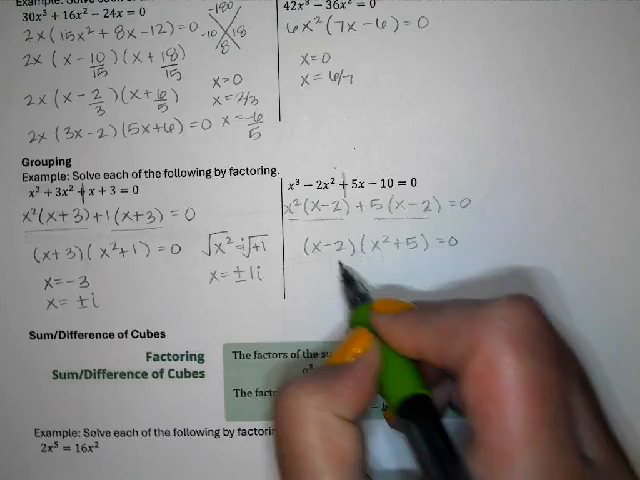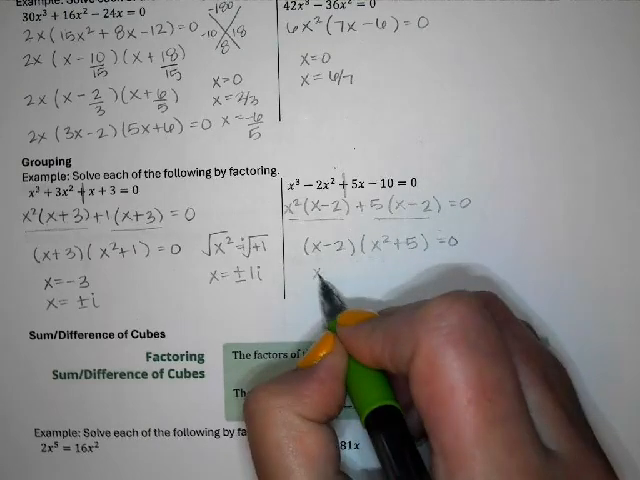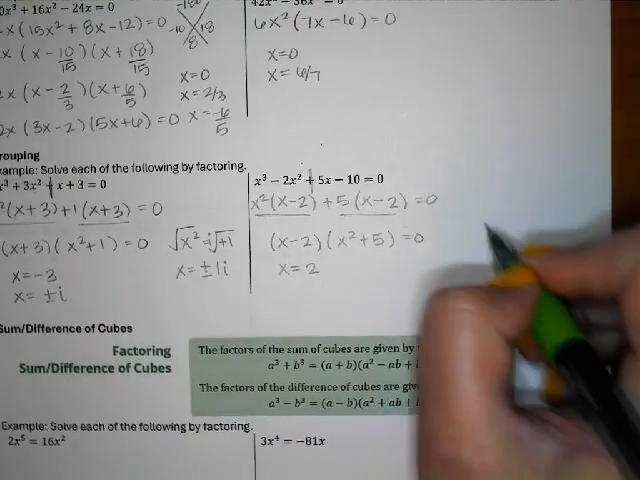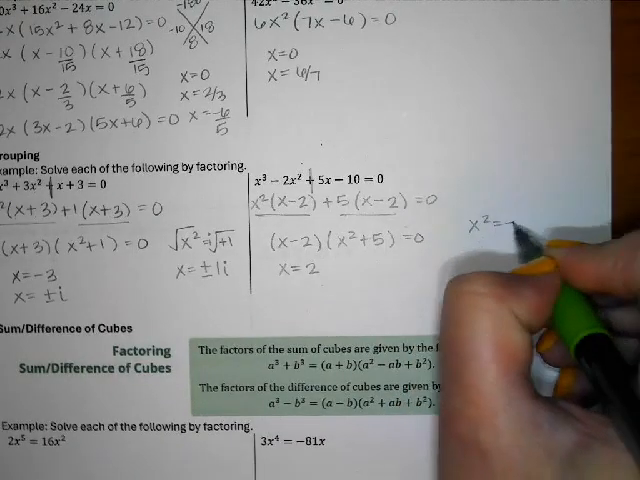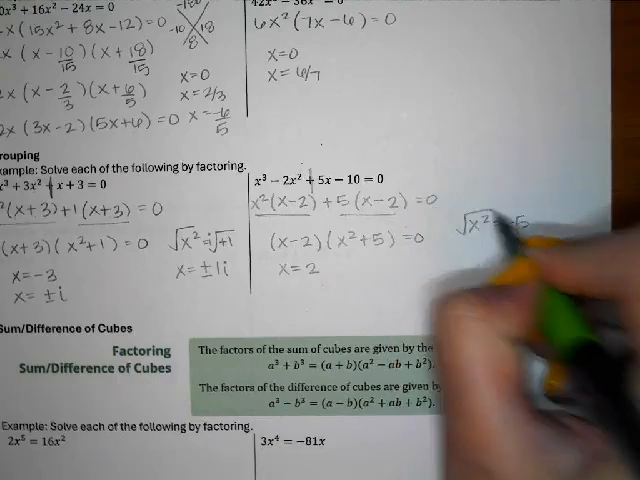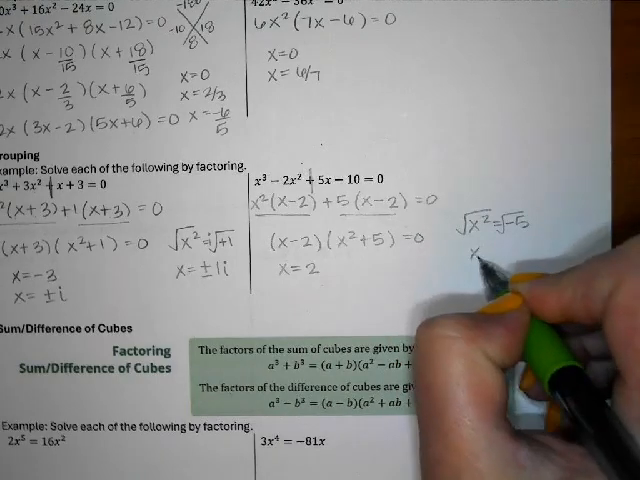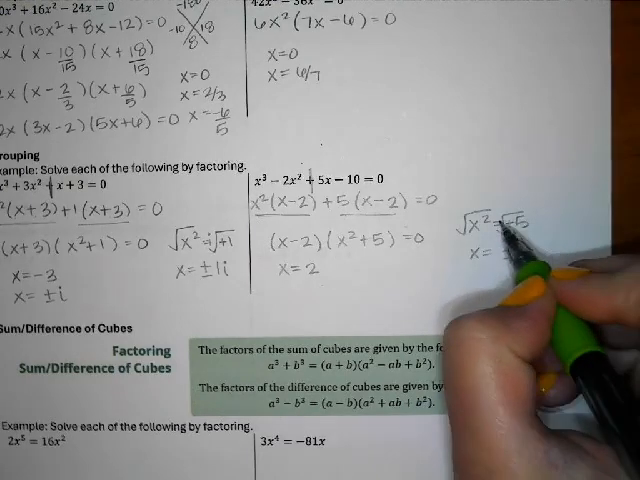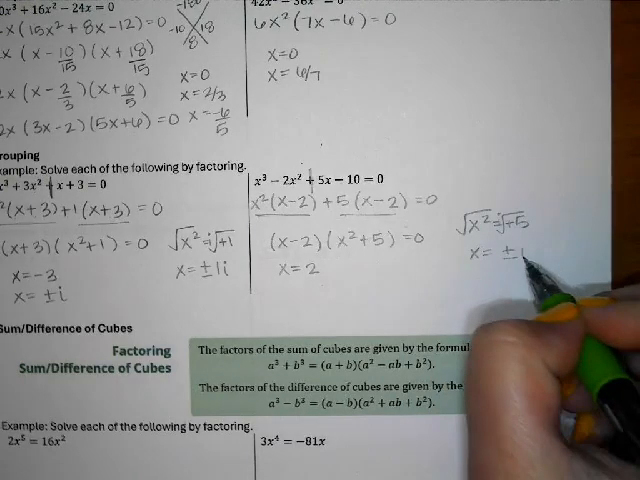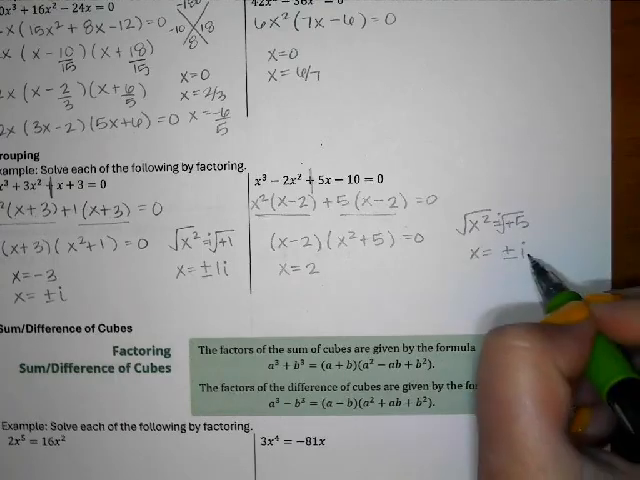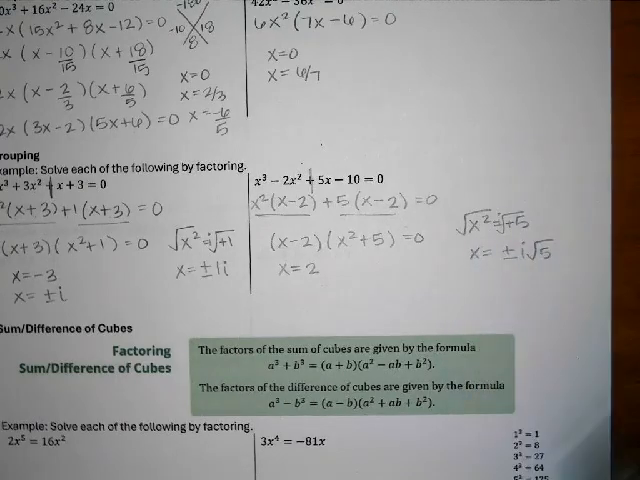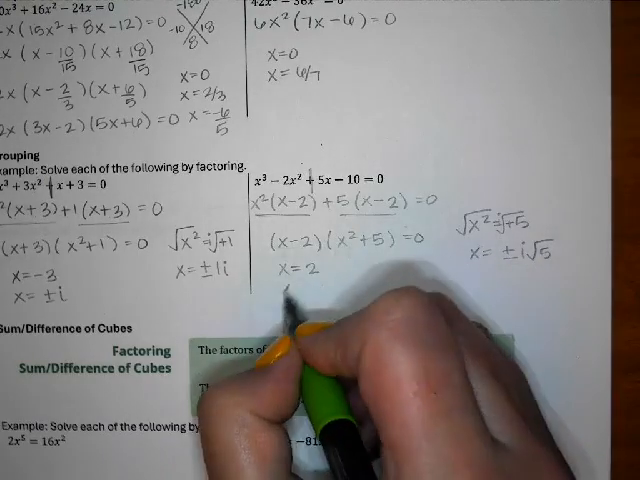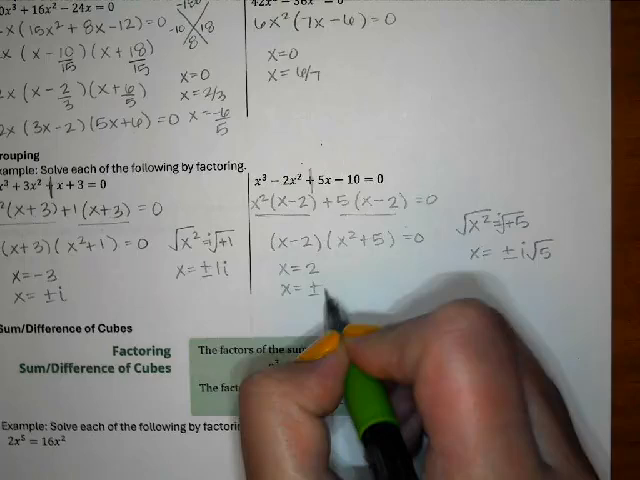So x minus 2 gives a solution of just 2. X squared plus 5, we can say that x squared is going to equal negative 5. And then I'll square root both sides. X is plus or minus. The negative means that my answer is imaginary. Square root of 5, that's not a perfect square, so I can't actually square root 5, and so that's just my answer. So plus or minus i square root 5.